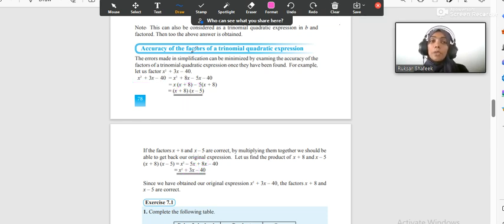So this is the way we recheck. Like I told you previously, when we say rechecking, that's not looking, okay, have I answered all the questions? That's not what we mean by rechecking. This is what is meant by rechecking. Check whether you get the question back again. If you do, then you're on the right track. If you don't, then there is a problem with it.